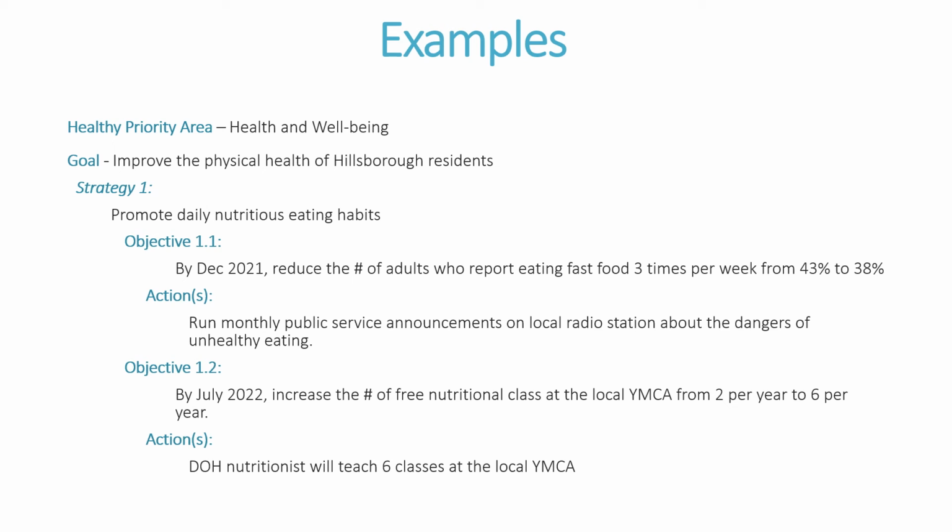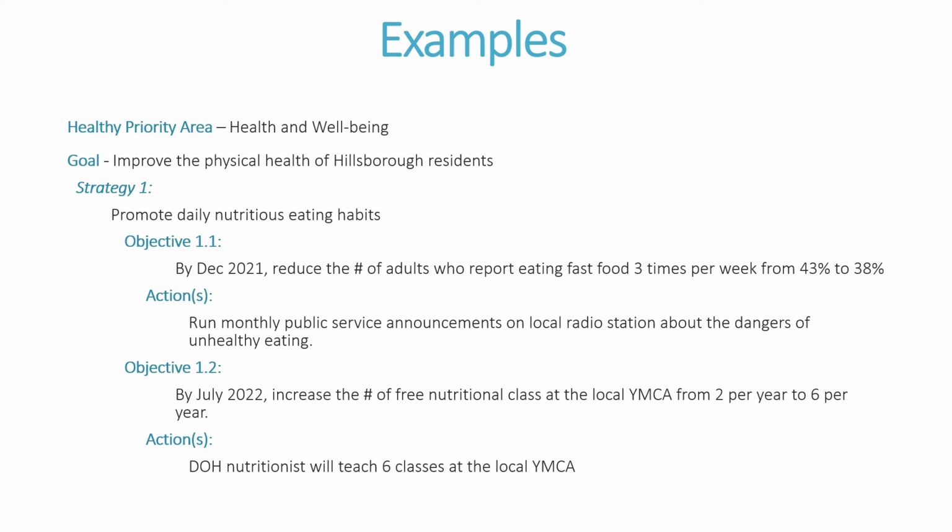Now the first objective, if you haven't been able to tell, is an outcome objective. How do I know this, you might ask? Well, when you hear outcome objective, think data. By looking at this objective, we can tell that there are a certain number of adults in Hillsborough County who report eating fast food 3 times per week. So the outcome of this right now is 43%. We want to change that and reduce it to a more favorable number of 38%. Okay, so when you hear outcome objective, think data. We're trying to change the current status of where we are now to make it more favorable.